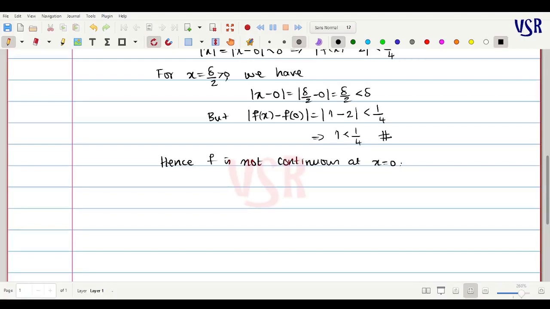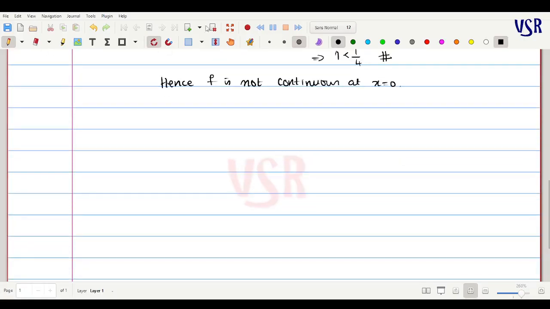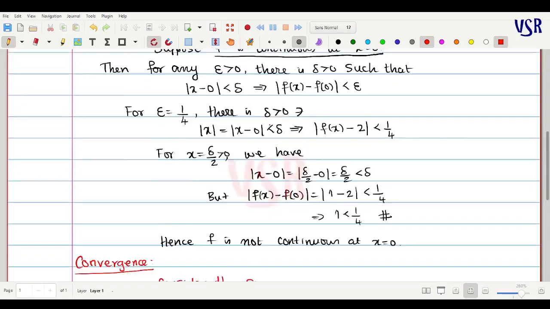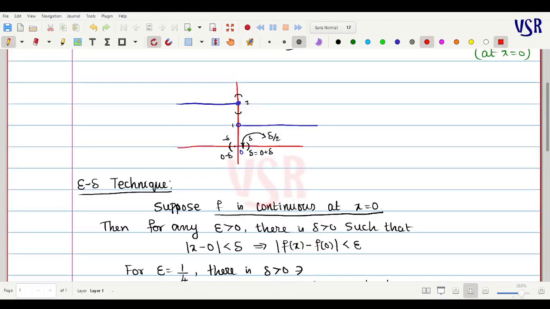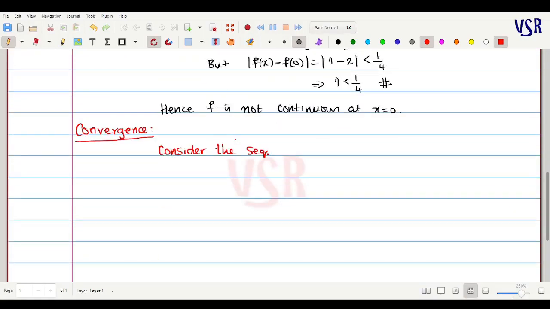Sure. Next we are going for the convergence technique. Okay, so convergence technique. What am I going to do? Consider the sequence. Which one? A sequence coming from here. Okay, so I am going to take such a sequence, which will converge to 0. Consider the sequence 1 by n, which converges to 0.